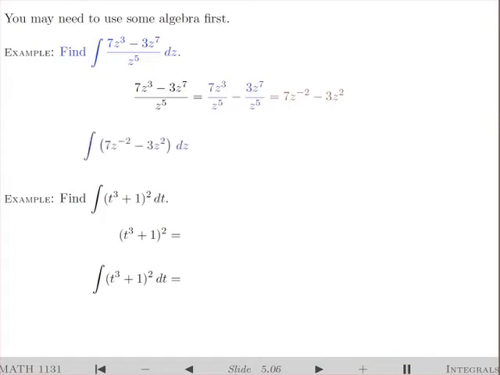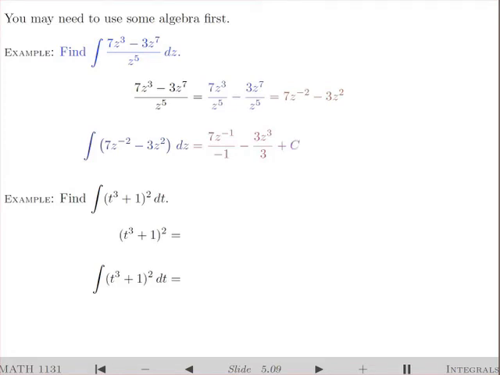And to find its antiderivative, I can integrate term by term. An antiderivative for the first term is 7z to the power negative 2 plus 1 over negative 2 plus 1. Negative 2 plus 1 is negative 1. In the second term, I have the coefficient negative 3, which stays as it is. For z squared, an antiderivative is z cubed over 3. If I add 1 to the exponent, 2 plus 1 is 3, and then I divide by the new exponent. That gives me the 3 in the denominator. Of course, I have the constant of integration.